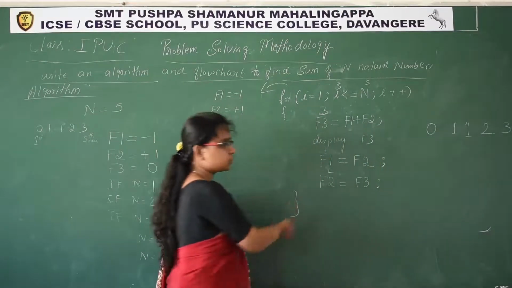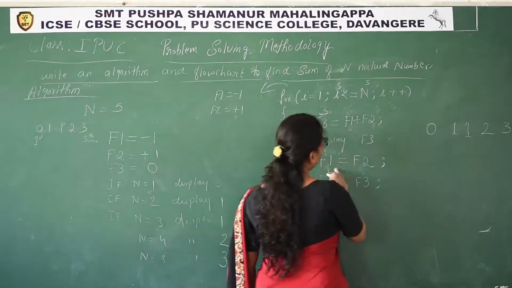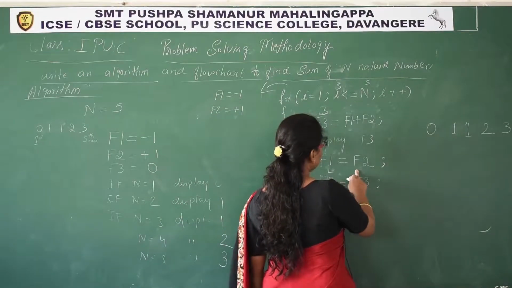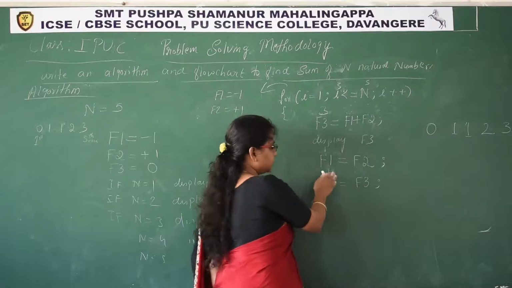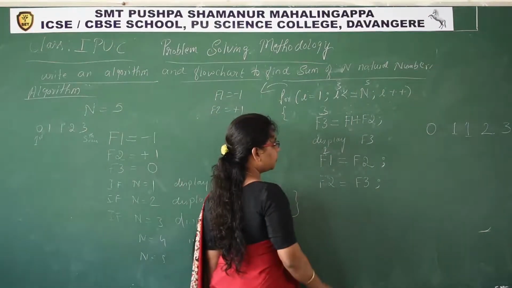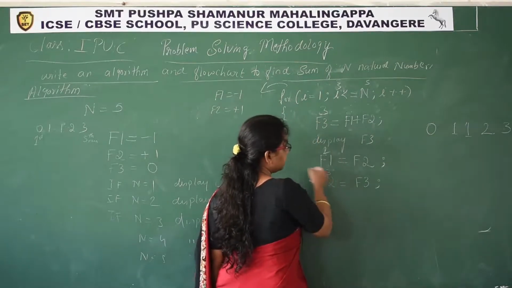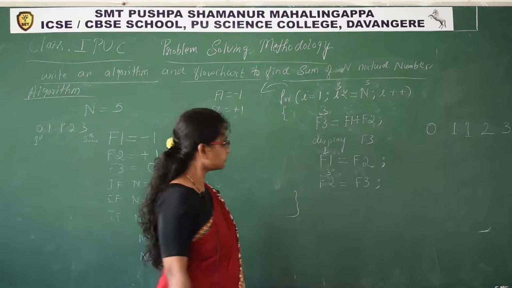Now according to its nature it does the calculations. Let us see. F1 is equal to F2. What is there in the F2? 2 was there. Now F1 becomes 2. F2 is equal to F3. What is there in the F3? 3 is there. F2 is 3.